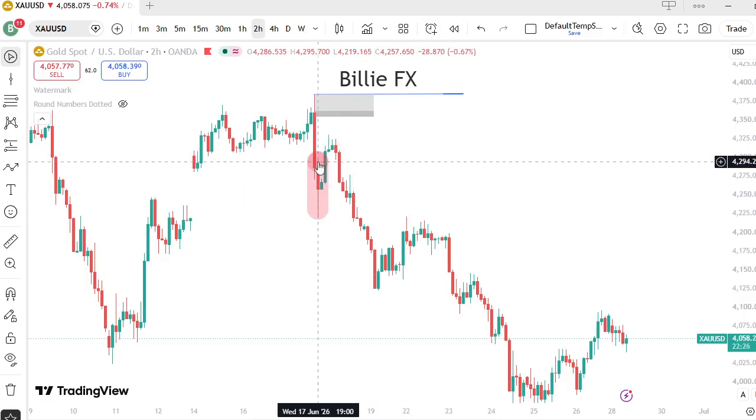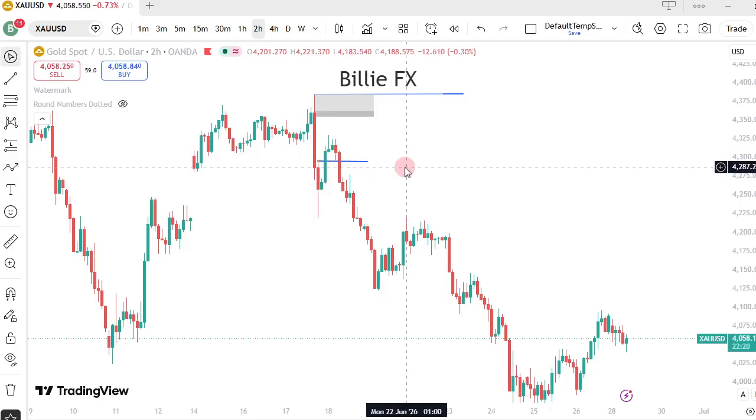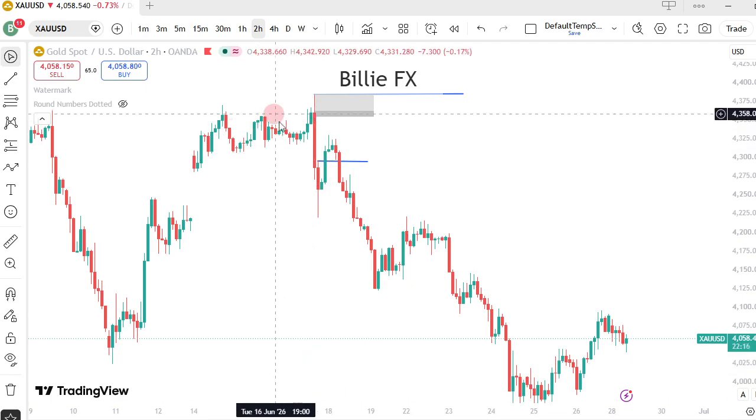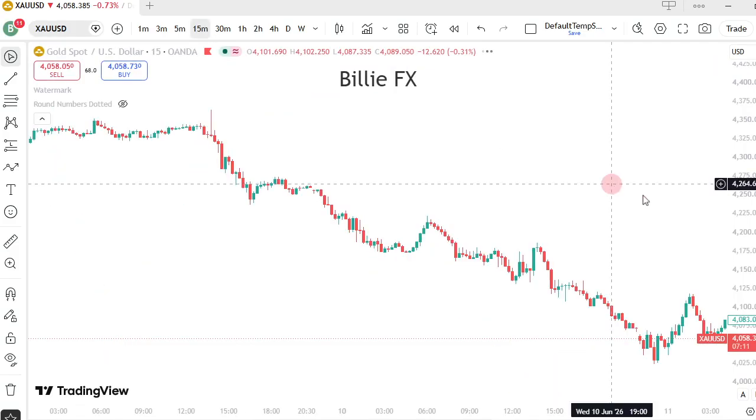We have this bearish candle that is sitting right here. So we mark the high of that bearish candle. Okay, and let's go to the lower time frame to see the supply of that bearish candle. So the 15-minute time frame.